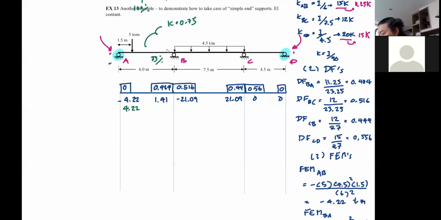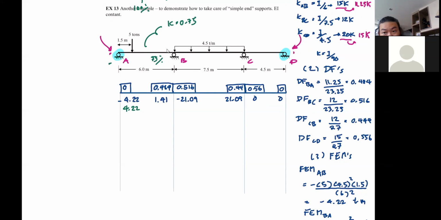4.22, right? That's what we need. We all know that. And that is 0. Okay, so that is probably the end of our first cycle. Or not yet. We have to balance the joint, some other joints as well. Here, the total moment is about 19 something, right? In fact, minus 19.68.